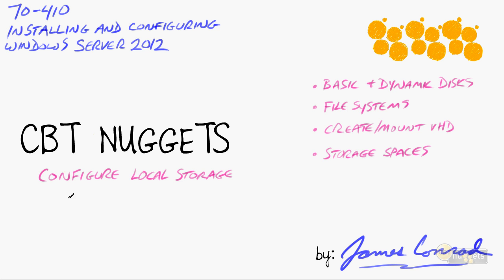In this nugget, we'll be addressing how to configure local storage. We'll take a look, first of all, at basic disks, which is something you've probably worked with for a long time. There's also the dynamic disks, which have been available in most recent versions of Windows. And with these, you can also create dynamic volumes. We'll take a look at the advantages of those. And we'll also address the various file systems that are out there.